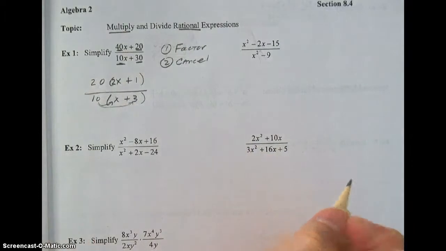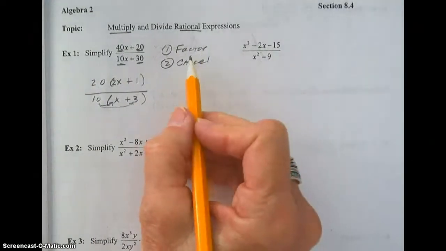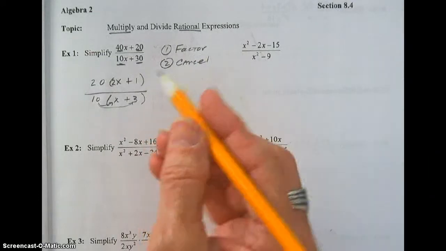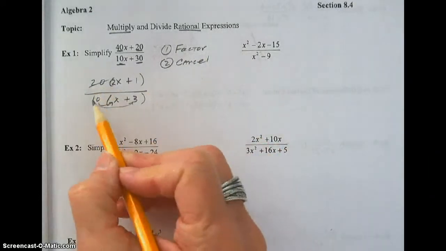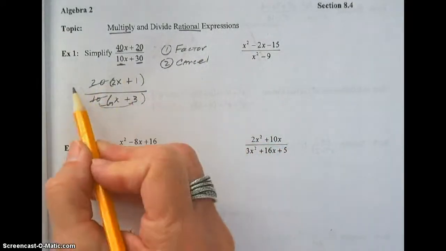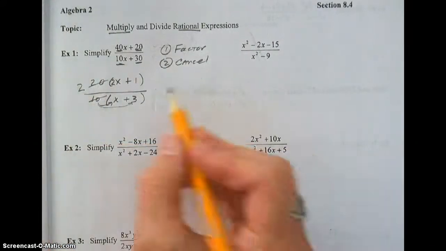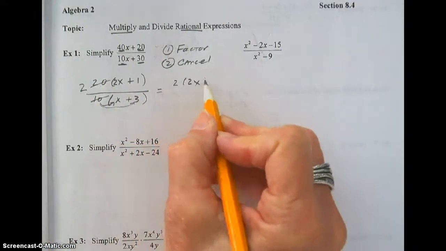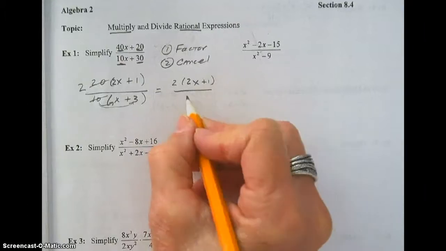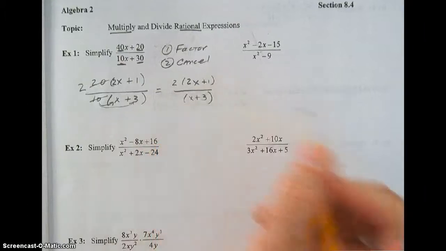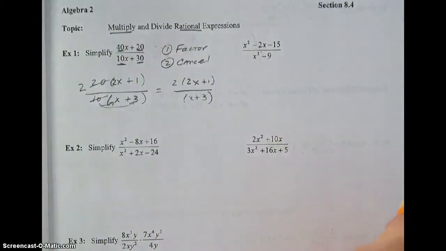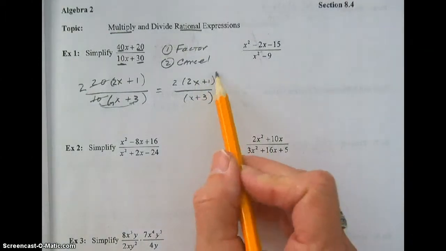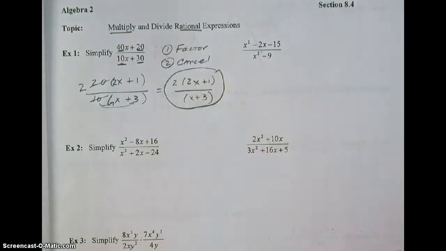Now, in this part, the first thing is to factor. The second thing is to cancel if anything has a common factor. And 10 goes into 20 exactly 2 times. So we can cancel those, and final answer will be 2 times 2x plus 1 all over x plus 3. And fight the tendency to want to cancel out these x's. That's illegal. This is the final answer.